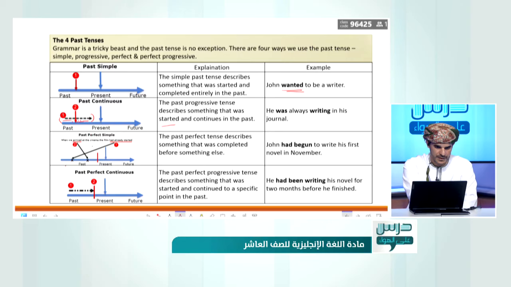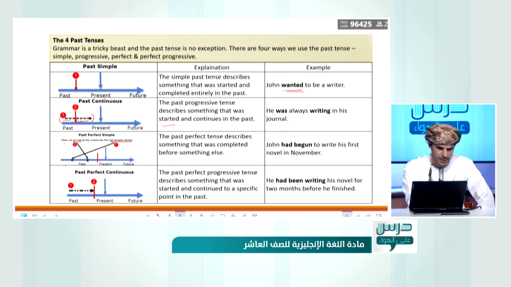And here past perfect, this is a tricky one, just easy but tricky. Look here, the past perfect tense describes something that was completed before something else. So it was completed before. So we have two actions. One completed before the second action. Okay, so look at this sentence.